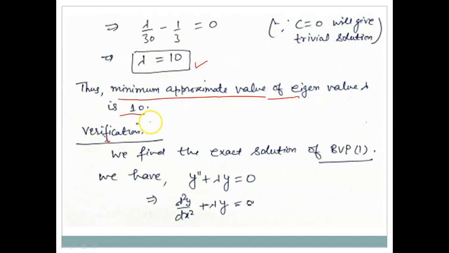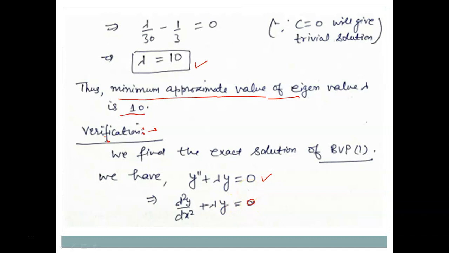Now we want to verify with the exact solution if possible. In this situation we can also find the exact solution for the given boundary value problem. Now how to find the exact solution? The given boundary value problem is this, and it can be written like this. In the right hand side this is 0.